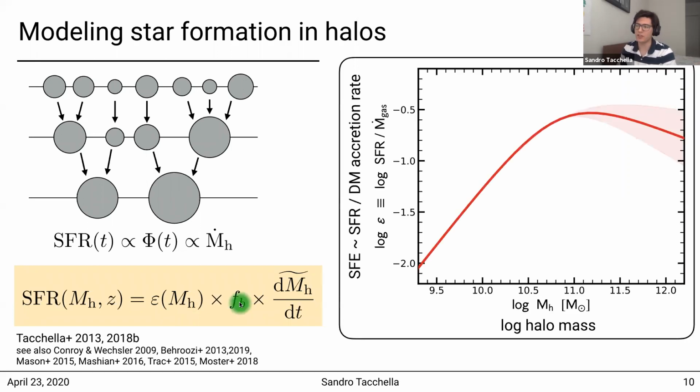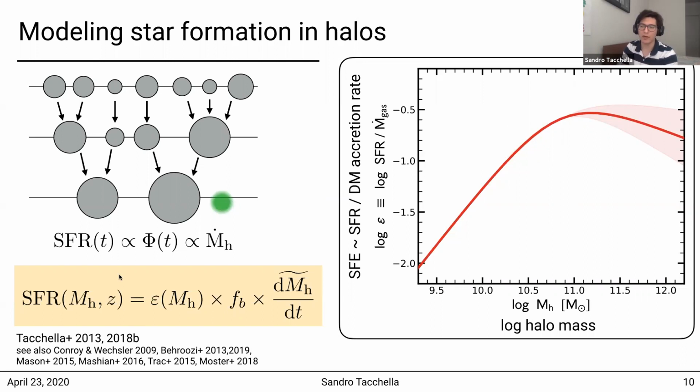Here the star formation efficiency, as defined here, we assume is redshift independent. It's basically the star formation divided by the dark matter accretion rate. If we do this and calibrate the model, the star formation efficiency is the only free parameter in the model. We calibrate it via the UV luminosity function at redshift 4. If you're interested in the high redshift universe, we can find something like this, where the star formation efficiency peaks around a halo mass of 10 to the 11 solar masses and declines towards lower and higher masses.